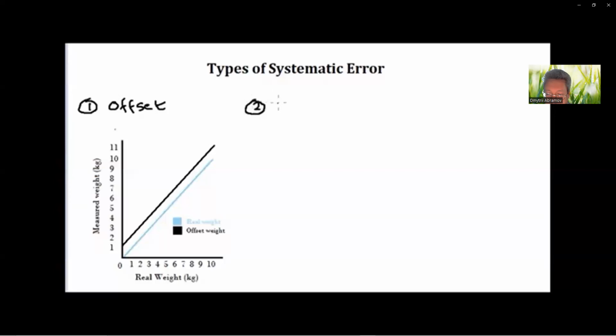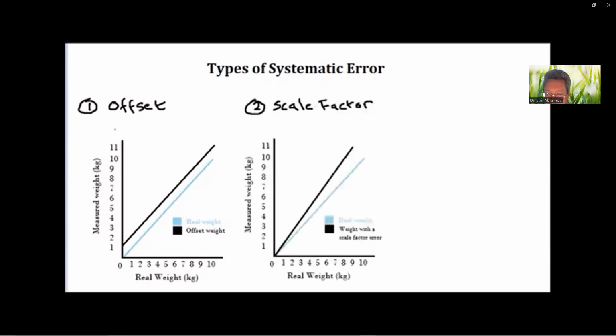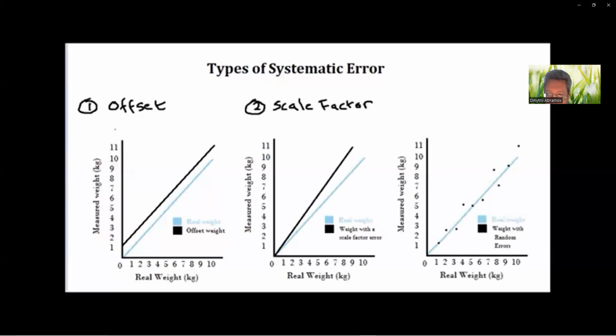Scale factor errors are errors that are proportional to the true measurement. For example, a measuring tape stretched to 101% of its original size will consistently give results that are 101% of the true value. Compare those two error patterns with random errors, which have no pattern at all. That's a quick overview of systematic and random errors.